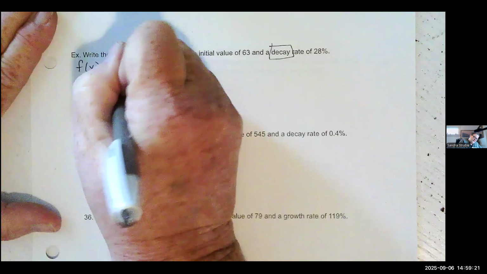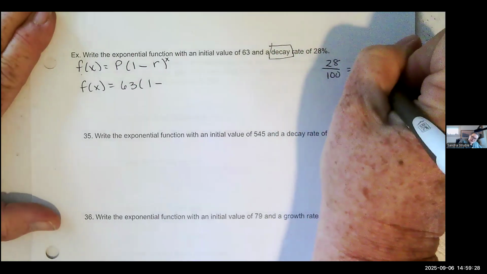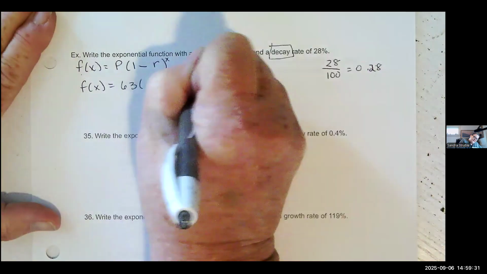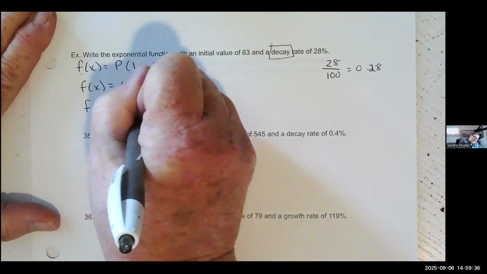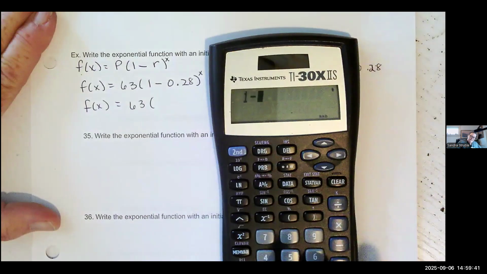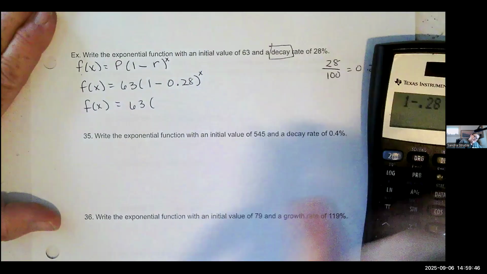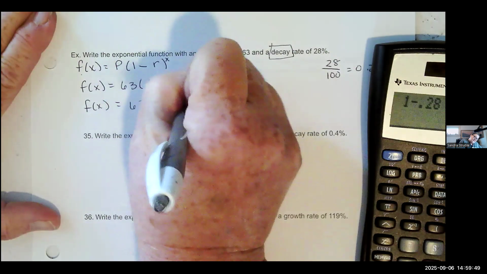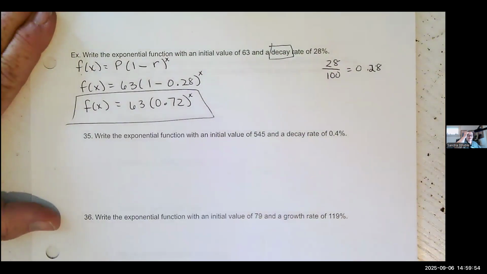My initial value is 63, and it's decaying at a rate of 28%. So 28 divided by 100 is 0.28. Don't forget your x. Lastly, we just need to simplify what's inside the parentheses. 1 minus 0.28. It's going to give us a number less than 1 that shows that it is decaying. And that's my answer. There's my exponential function showing a decay rate of 28% with an initial value of 63.